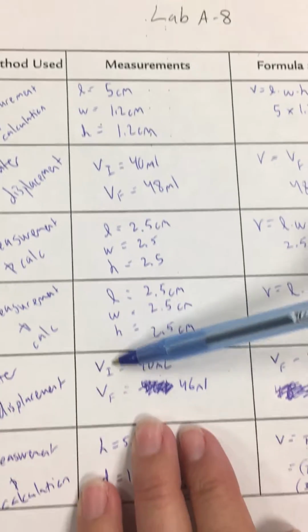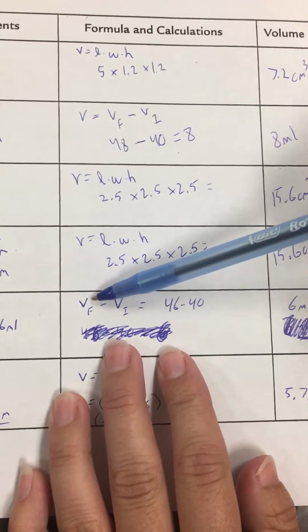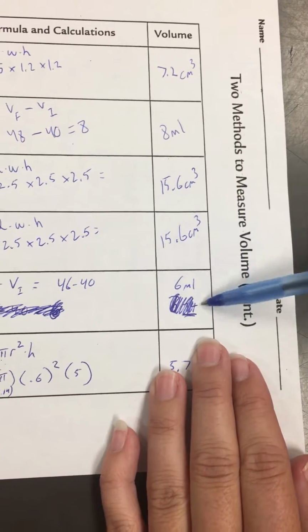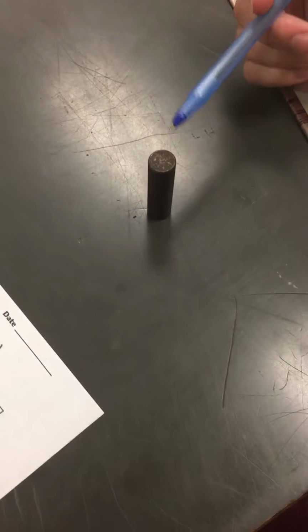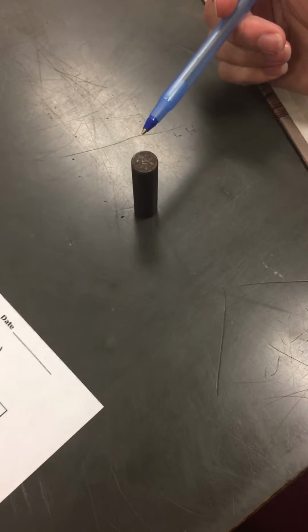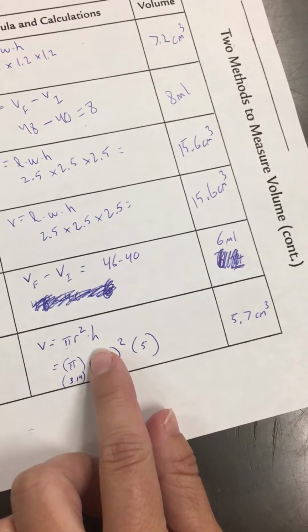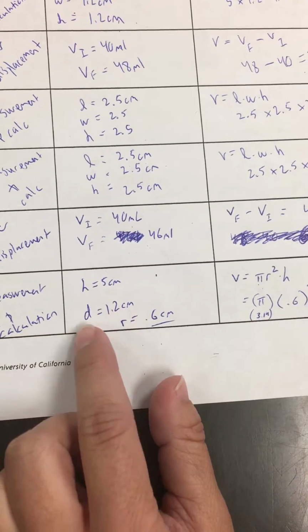So when we do our measurements, V initial was 40 milliliters, my V final was 46 milliliters. Then I'm going to subtract, so 46 minus 40 is 6 milliliters, so the cylinder is 6 milliliters. I'm also going to show you the measurement and calculation way to use a cylinder. Remember that the measurement and calculation for a cylinder is the formula pi times radius squared times height. However, when we do our measurements, we have to find the height and the diameter.